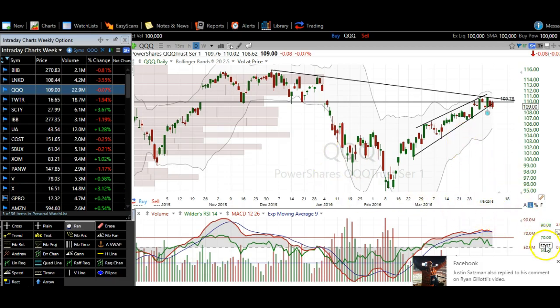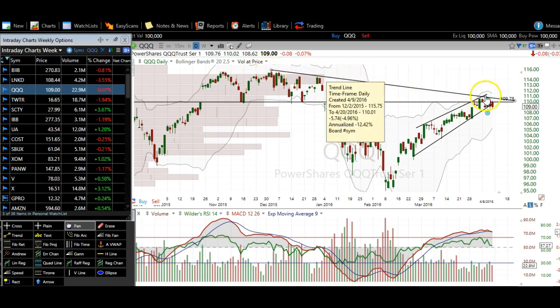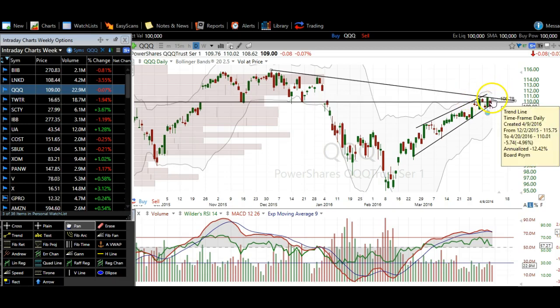So here we have the QQQs, the NASDAQ, that I'm going to be covering. We're coming up to a downtrend line right here. Okay, several touches over here, and then we're coming up to it over here. And it's also the resistance from the November and December lows. As you can see here, a low here, here, and it was the high over here. So definitely a key level right around this 110 level right here. And so far we are getting rejected at it as well as this downtrend line.